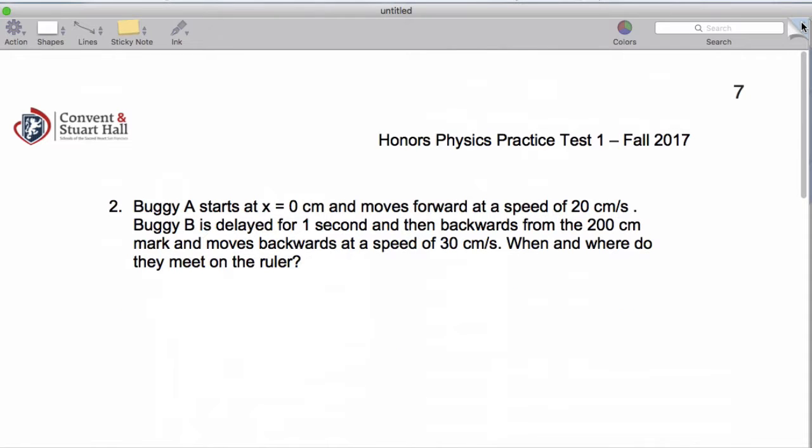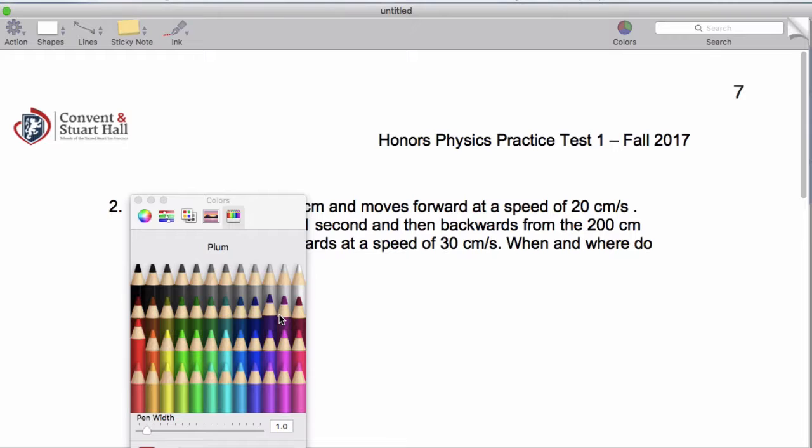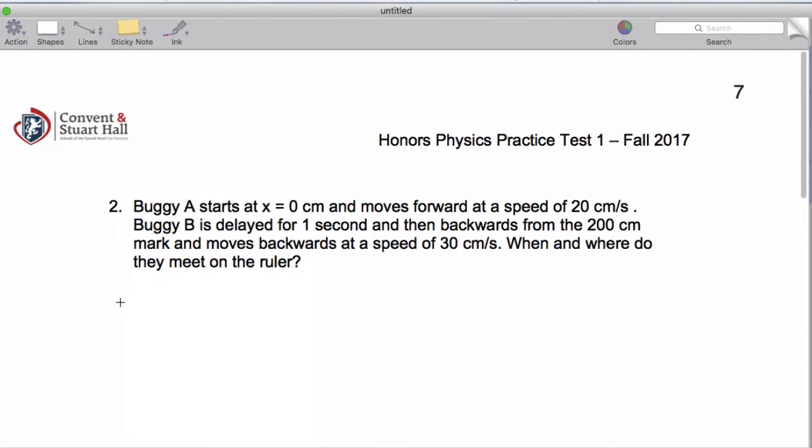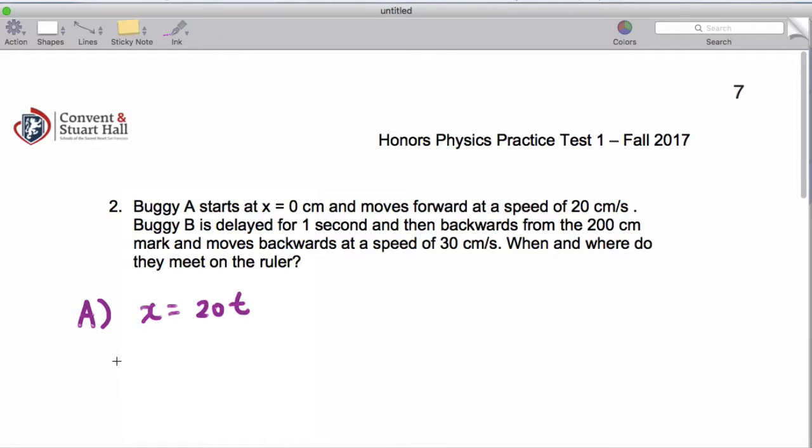Moving on to question number 2, we have these two buggies, and we want to know when and where they hit. Let's actually write down the equation for each buggy. So buggy A: x is 20 times t. Now buggy B, this is interesting. It's actually delayed by a second.